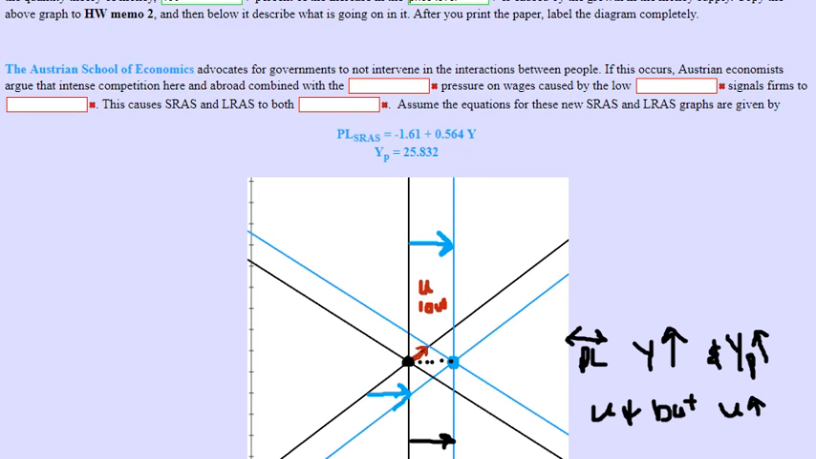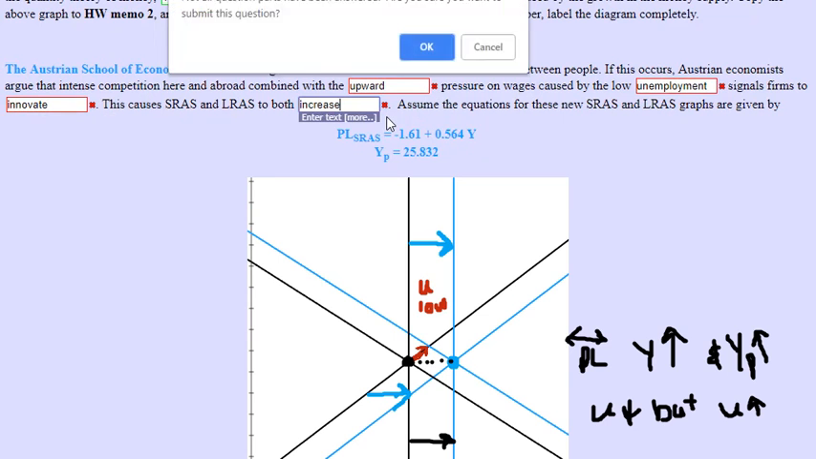So let's answer the questions above. The Austrian School of Economics advocates for governments to not intervene in the interactions between people. If this occurs, Austrian economists argue that intense competition here and abroad, combined with the upward pressure on wages caused by low unemployment, signals firms to innovate. This causes short-run aggregate supply and long-run aggregate supply to both increase. Let's go ahead and hit enter here.